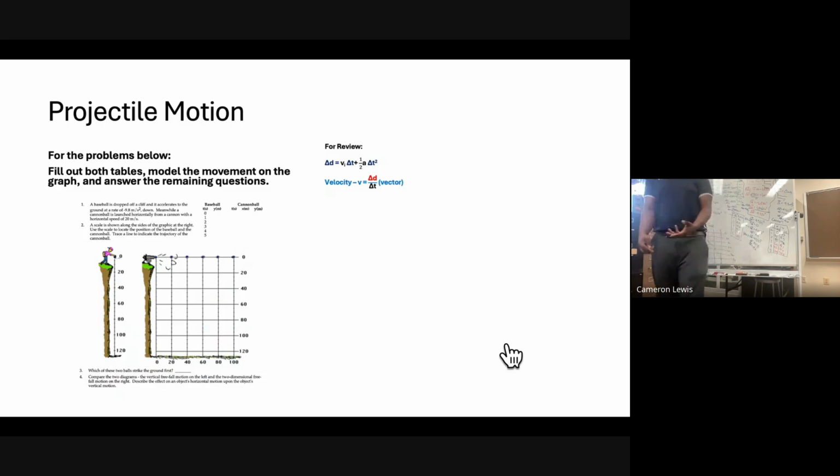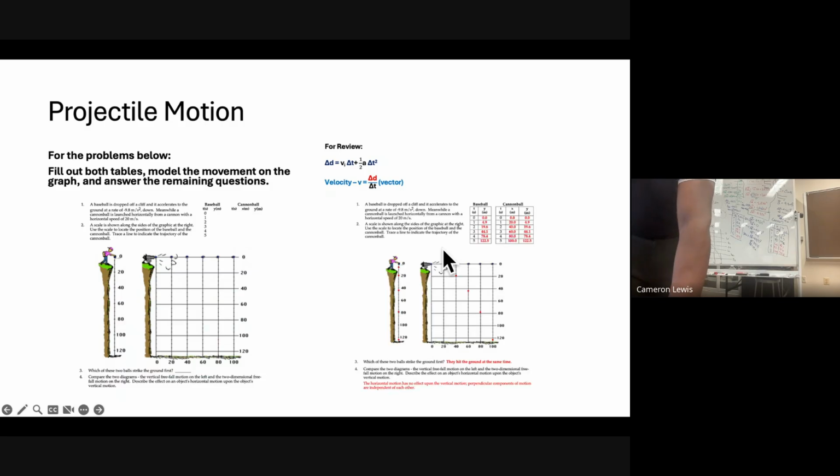Now, what does that mean about projectiles? What that means is that with projectiles, the X and the Y, the horizontal and the vertical, are perpendicular to each other, and perpendicular components do not have an effect on each other. So they're separate entities. So we just put all that together and check our answers. Does this make sense? Does this look good?